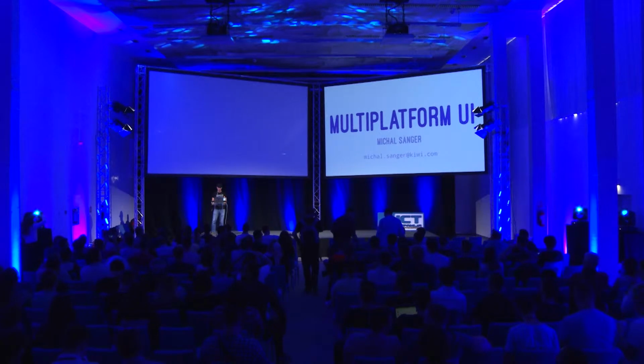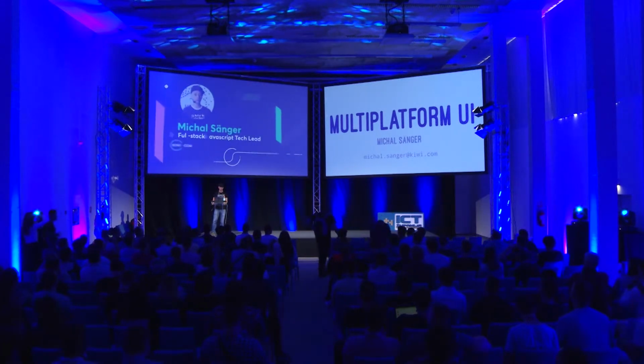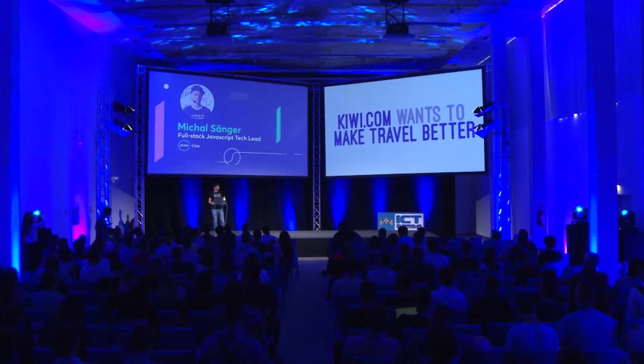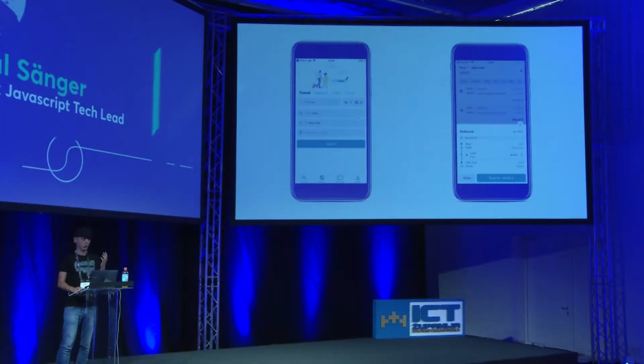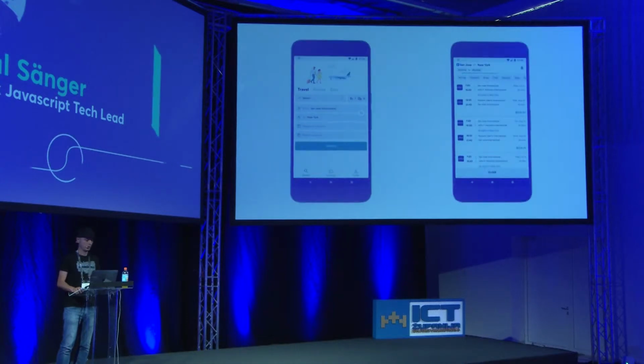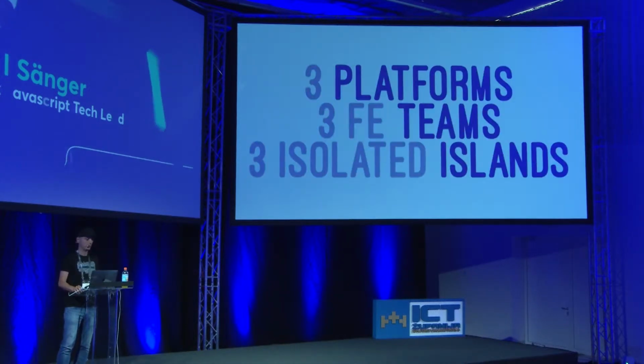My name is Michal. I work in KIWI.com in Prague, Czech Republic. And in KIWI.com, we want to make the travel better. So how do we want to make it better? We want to make it better by delivering useful features for our customers on all the platforms they use. So they can search, book, and manage their bookings in a browser, on iPhone, and on Android, and all the tablets around. So that means we have three platforms.